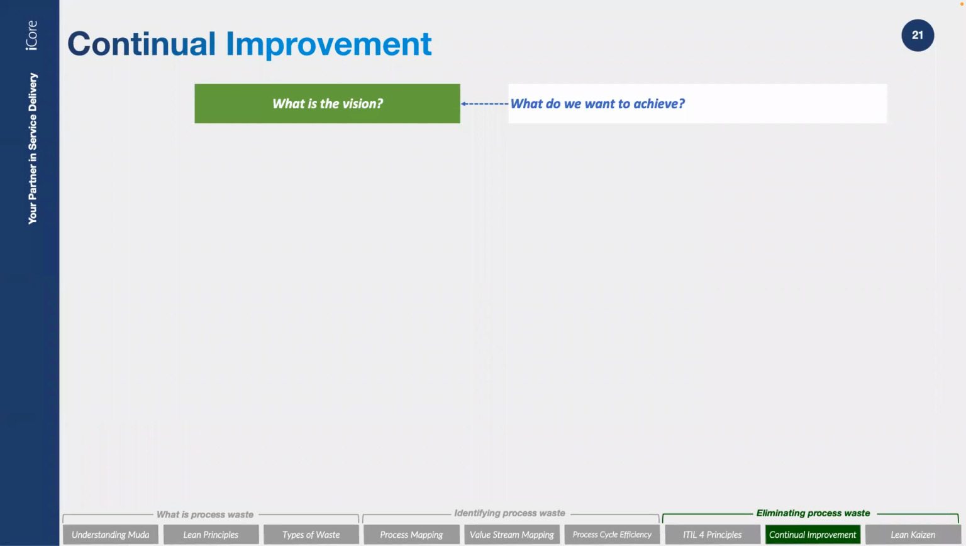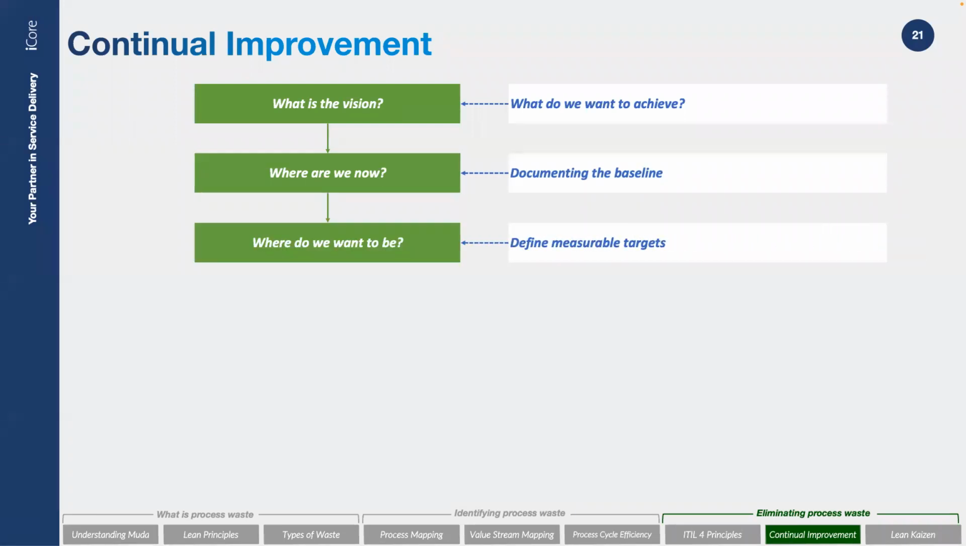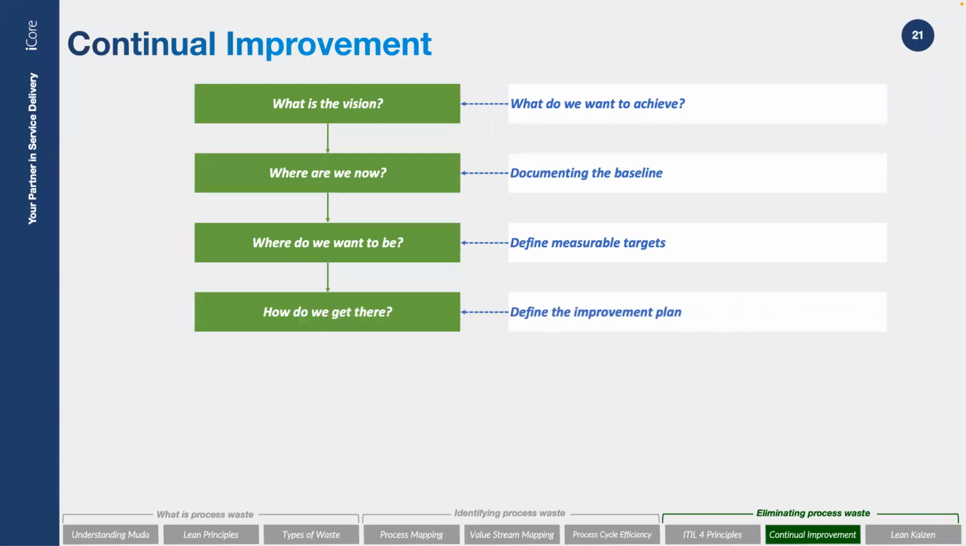What's the vision? So what do we want to achieve with this improvement? Where are we now? Of course, documenting the baseline of where we currently are. Where do we want to be? So we know where we are. We want bite-sized chunks. How do we know when we've got there? So define measurable targets. How do we get there? So that's the planning. And don't get me wrong, we're not after War and Peace here. We're just after a simple plan.